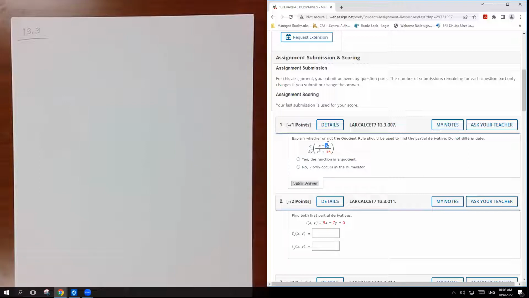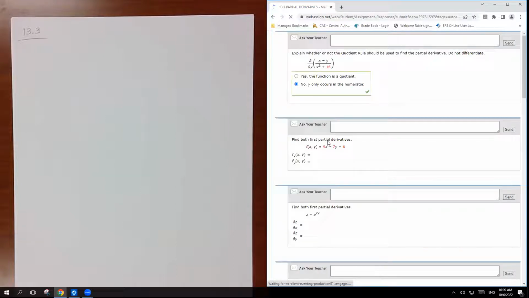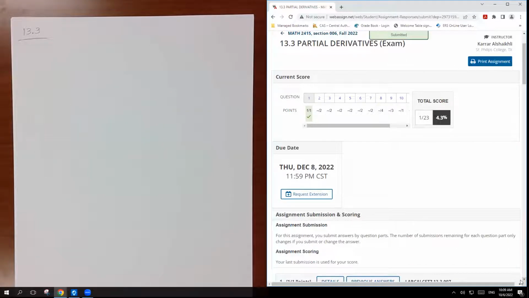You can use the quotient rule to find the partial derivative with the x, not with y, because we have x here and x here. So if you have y here, yes, you can use the quotient rule. There's no y on the bottom part. That's why we can't use quotient rule. So they're just asking you if you can use the quotient rule or no. So this one is no. The answer is going to be y, because y is only on the top part, and that's why we can't use quotient rule to find the partial derivative with respect to the y.